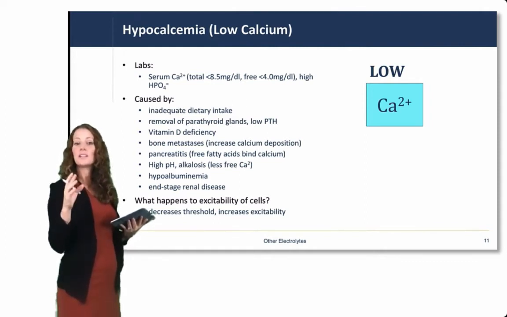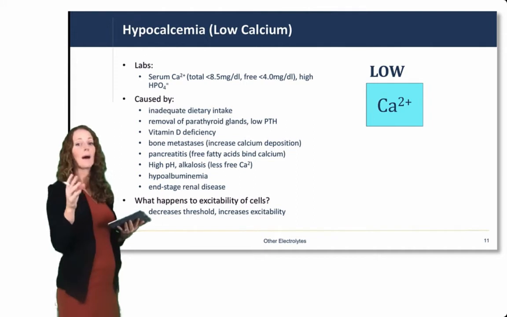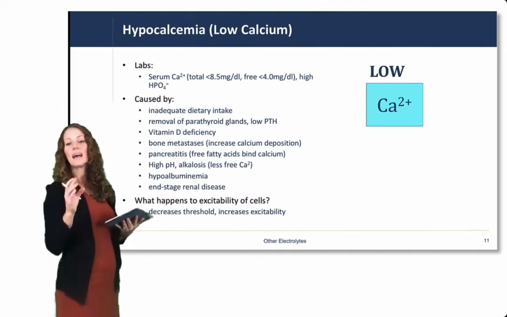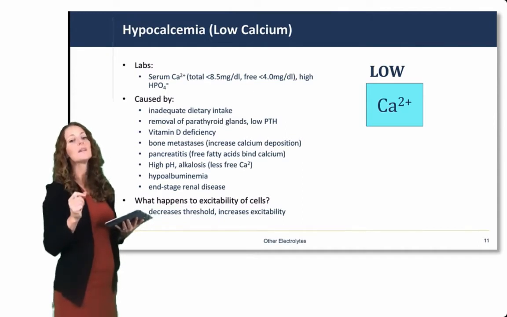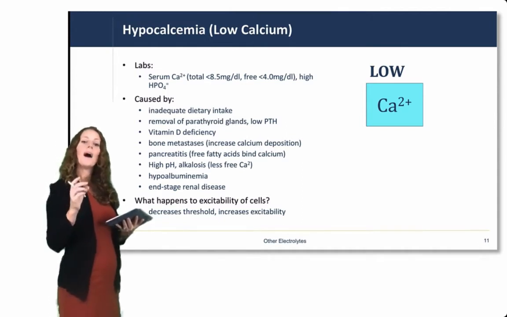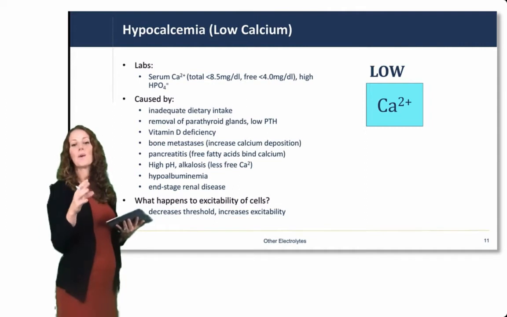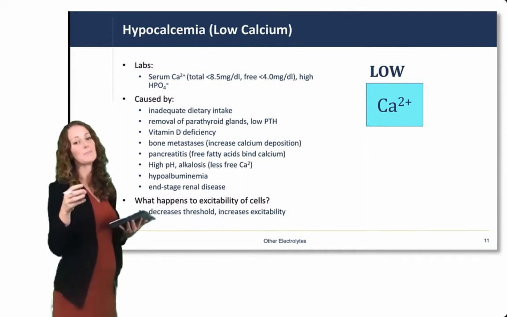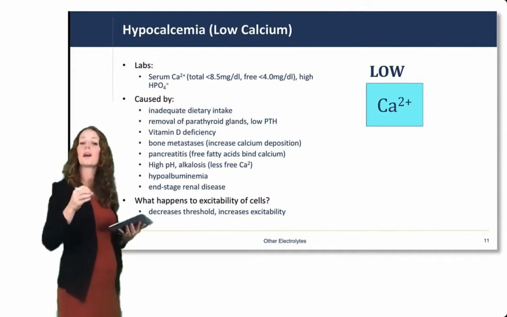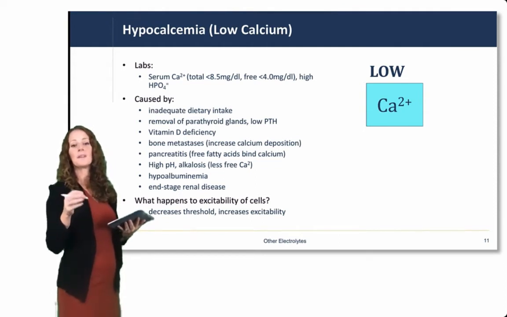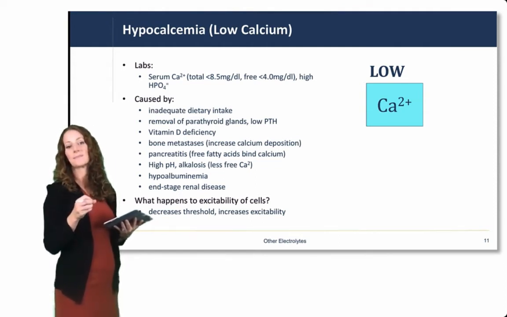Pancreatitis, which can lead to more free fatty acids and binding the calcium. High pH, alkalosis, means there's less free calcium around. Or low albumin. Low albumin means there's less plasma proteins binding up the calcium, and you can lose calcium for that reason. Finally, end-stage renal disease.